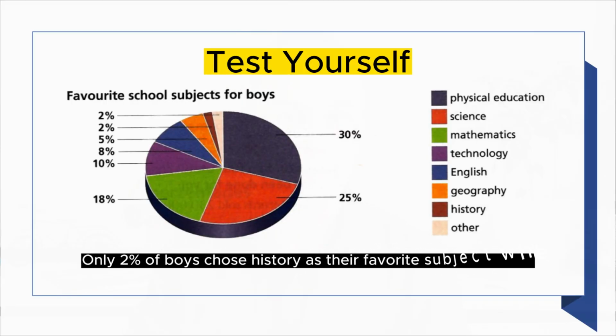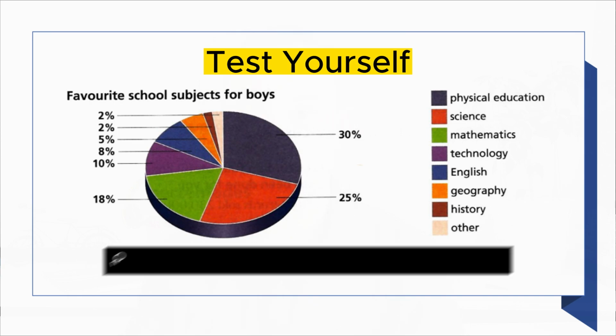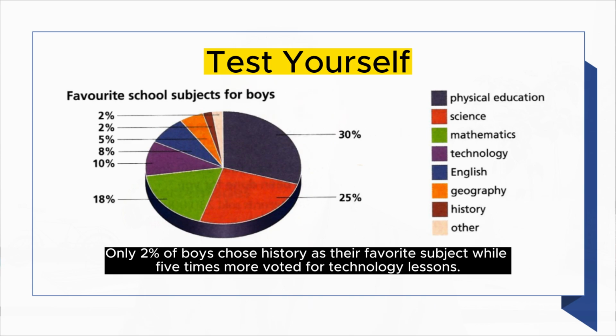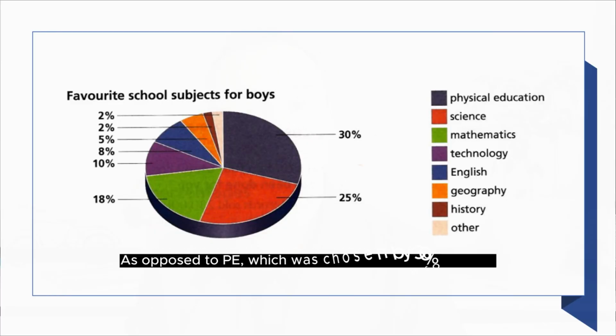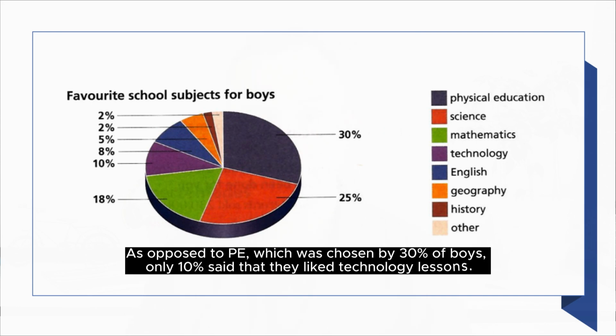So, finish this sentence. Only 2% of boys chose history as their favorite subject, while... Okay, so here's how you may finish it. Now, try another sentence. As opposed to PE, which was chosen by 30% of boys... All right, so here's how you might finish it.